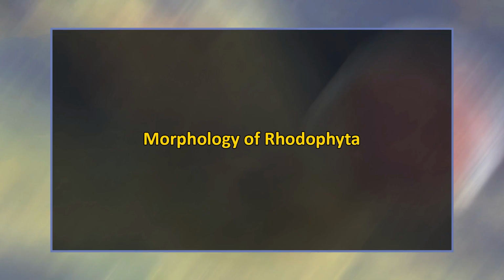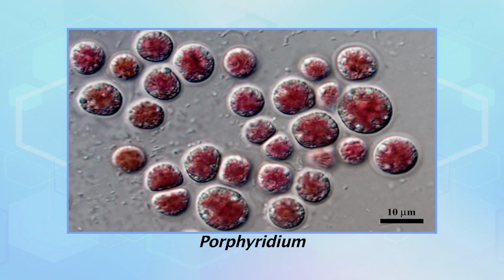Now let us talk about the morphology of Rhodophyta. As in the green algae, thallus structures in the Rhodophyta range from simple to complex. Unicellular forms, of course, have the simplest structure. There are unicellular red algae, but Porphyridium is a common unicellular species found in many freshwater pools.